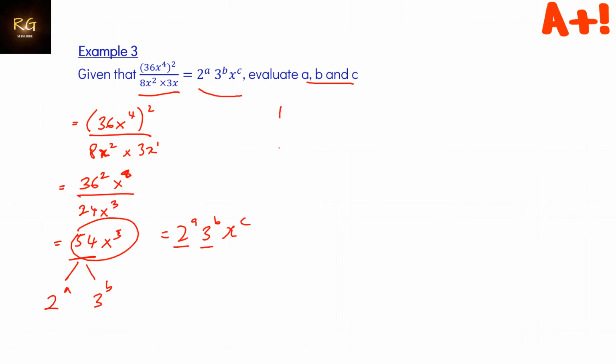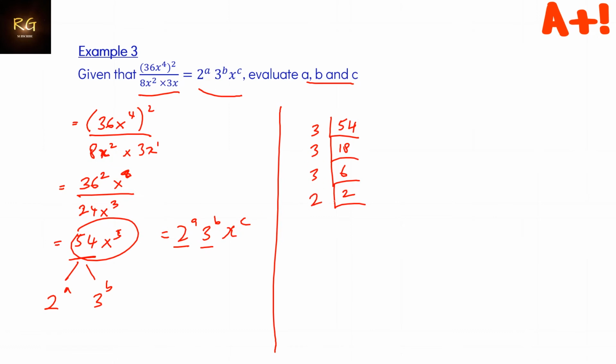The method that I personally prefer is to take 54 and divide by 3 first. Take the highest digit. If we divide by 3, we're going to get 18, and then keep on dividing. Can we divide 18 by 3? Yes, we can. So we are going to get 6. 6, can we divide by 3 one more time? Yes, we can. We are going to get 2. And then 2, we can't divide by 3, but we can divide by 2. Correct.